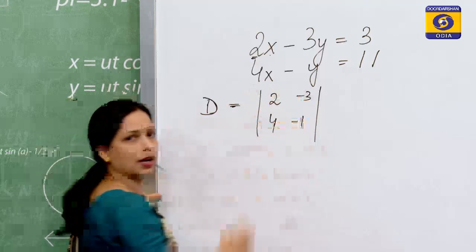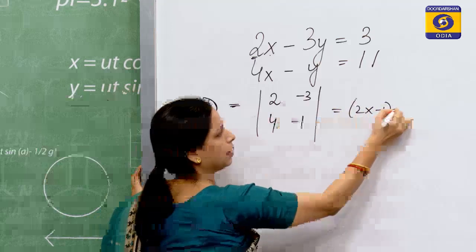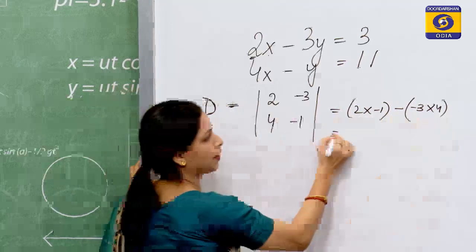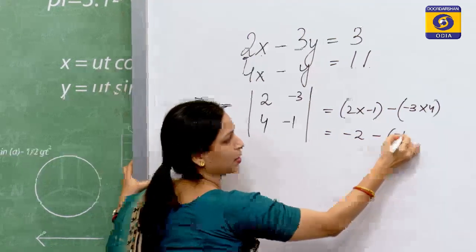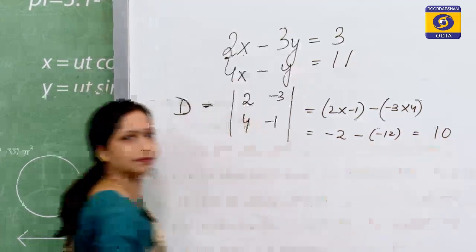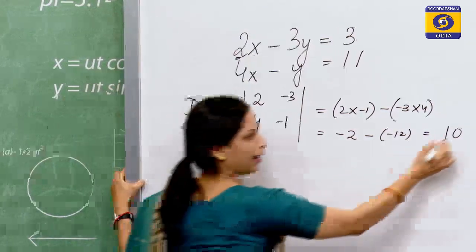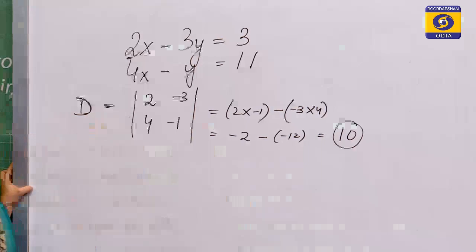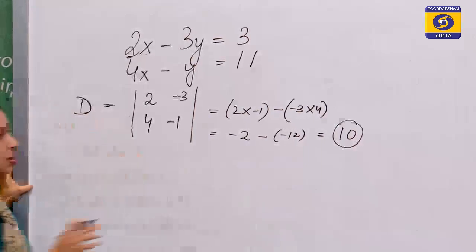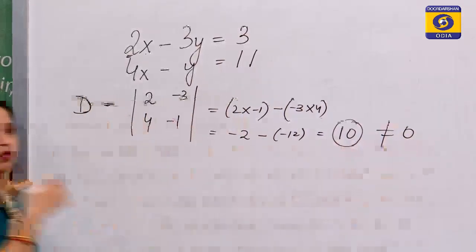Now, we have to find the value of this determinant. So, we get 2 into -1 minus -3 into 4. What is the value? -2 minus -12, which becomes -2 plus 12, that is 10. Remember, the determinant of the coefficients must not be equal to 0, only then can we follow Cramer's rule. Here the determinant is 10, which is not equal to 0, so now we can follow the next step.